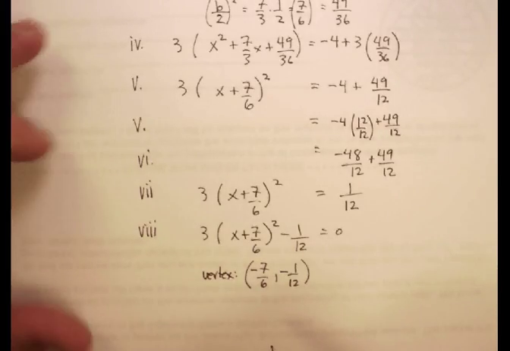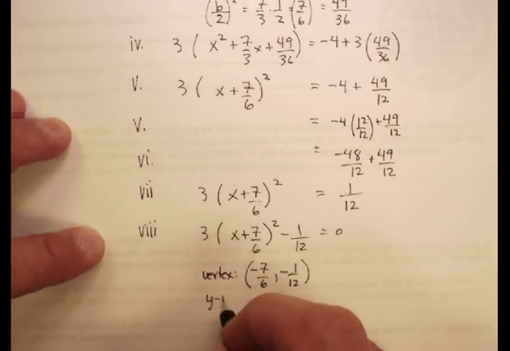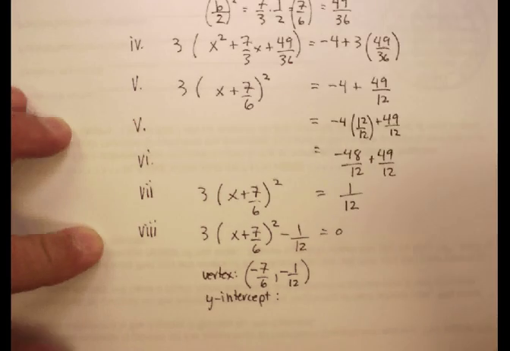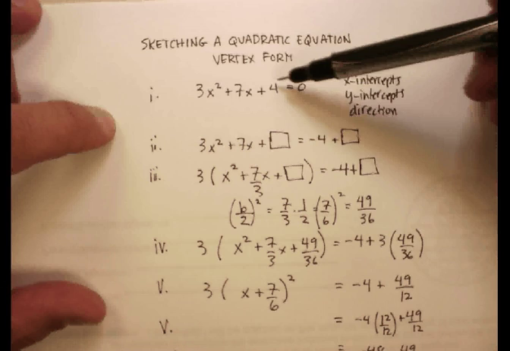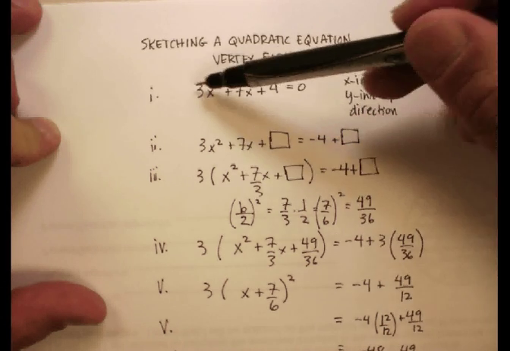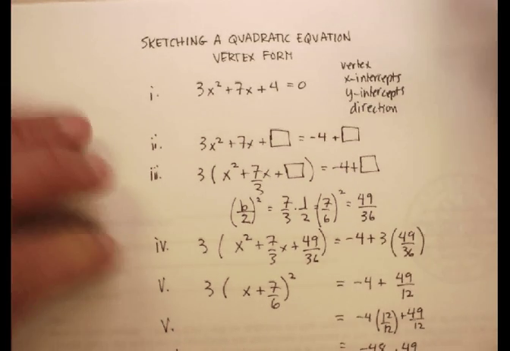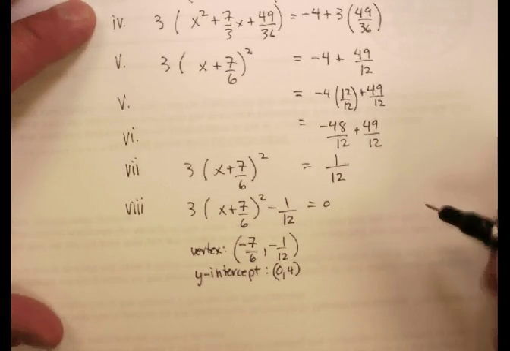Okay? Now, I can also find my y-intercept pretty quickly, so I'm going to do that because with these 2 points, I'll be able to do a quick sketch of my parabola. Let's go back up to the original problem. Remember that the y-intercept is just the c value. ax squared plus bx plus c is equal to 0. c is 4. 0, 4. Let's do a quick sketch.